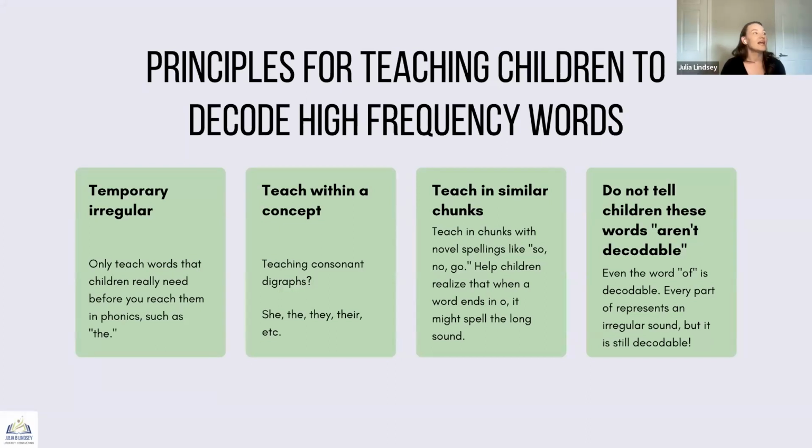And finally, we want to be careful to not tell children that these words just aren't decodable. Even as I showed you, the word "of" is decodable. Even though every part of it represents an irregular or uncommon sound, it's still decodable. And so are high frequency words. We can break them into parts and we can map each part, the sound to the spelling. And that is the best way that we can understand and remember these words, because it is essentially mimicking the act of decoding regular words as well.